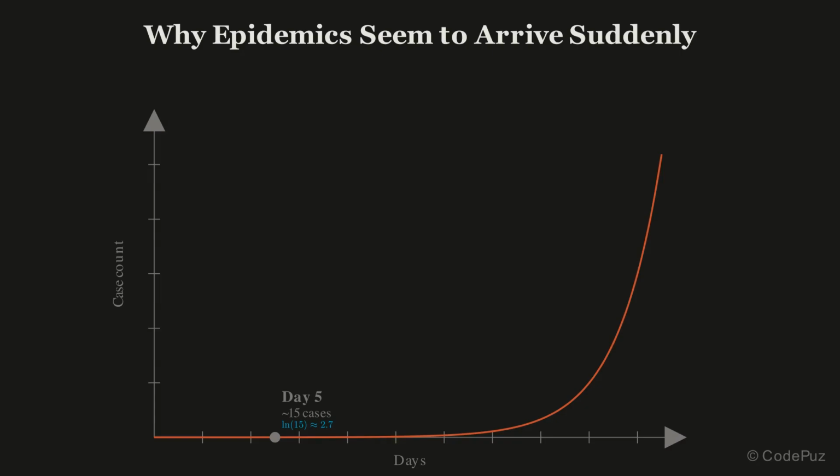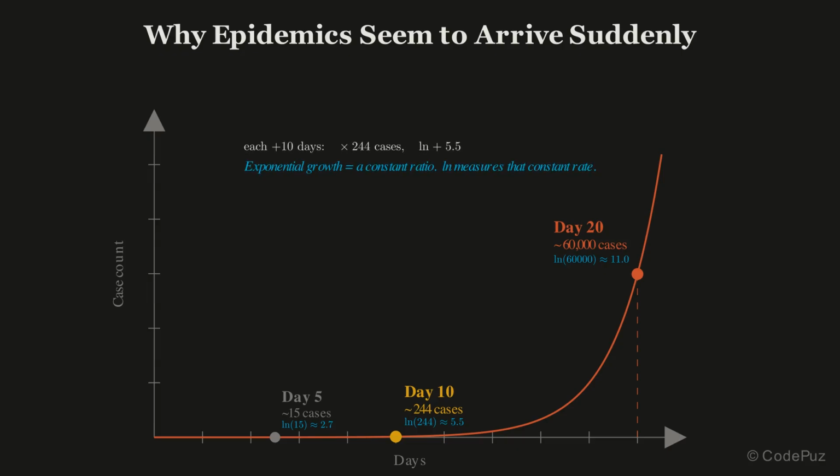Day 10, 244 cases. The case count has multiplied by 16 since day 5. But the natural log has only moved from 2.7 to 5.5. An increase of less than 3. That still sounds manageable. Day 20, 60,000 cases. The count has multiplied by 246 since day 10. The natural log has moved from 5.5 to 11. Again, an increase of about 5.5. The same fixed step in ln, but an explosion in reality.